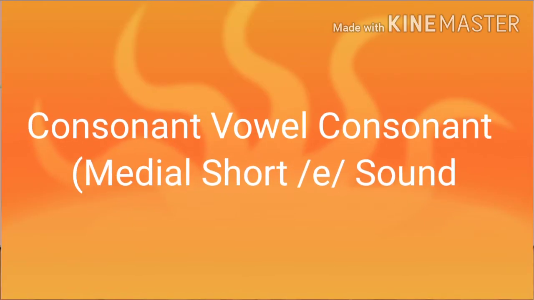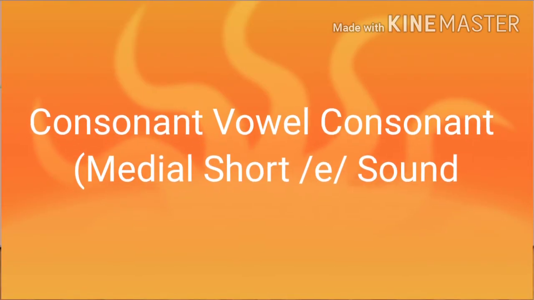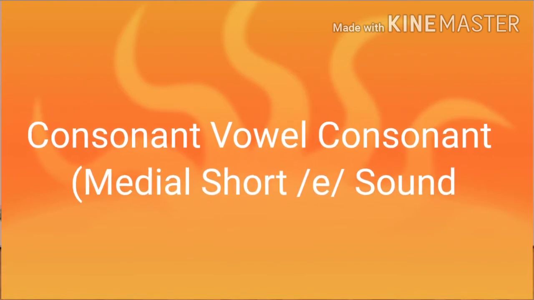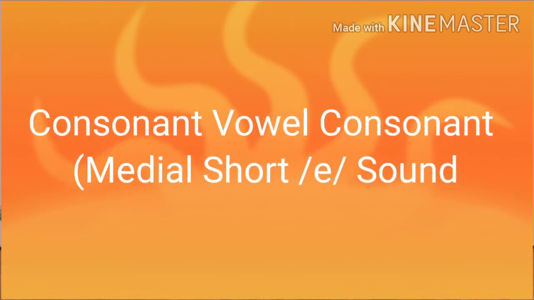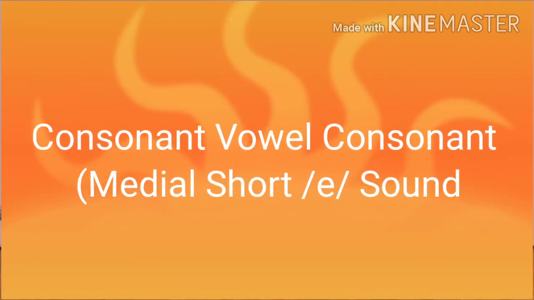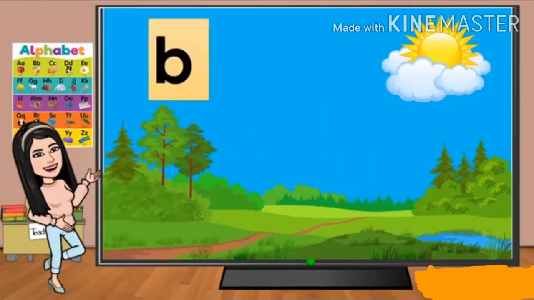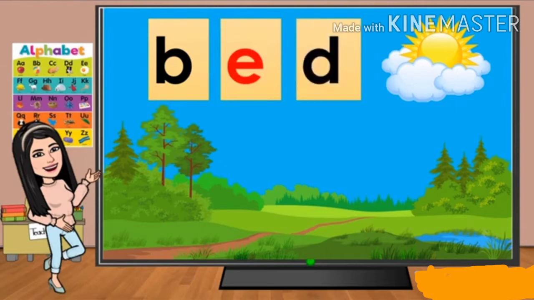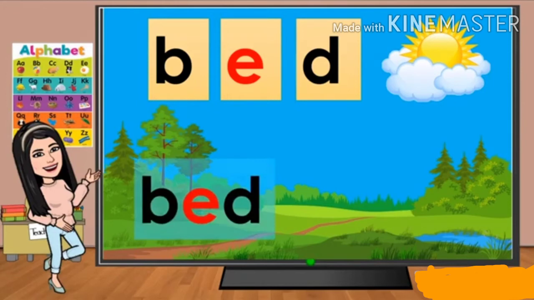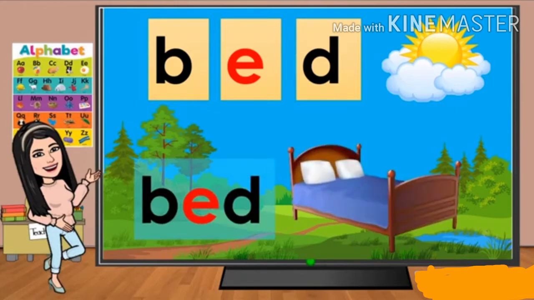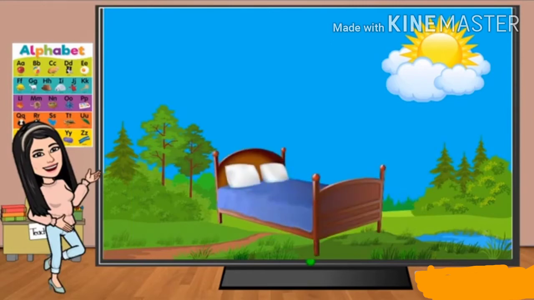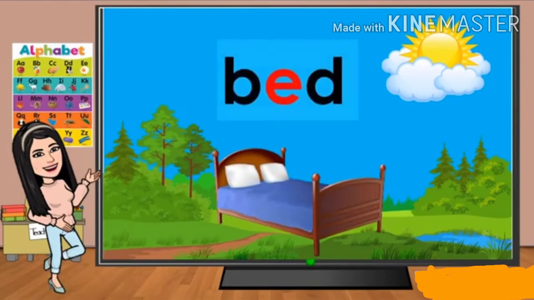Wonderful! Yes! Now, let's read CVC words with medial short E sound. Are you ready? Let's begin. B, E, D, B-E-D, bed. It's a bed. Bed, bed.